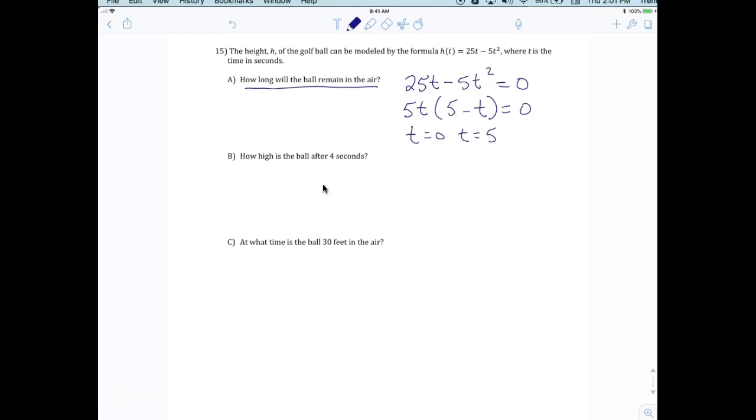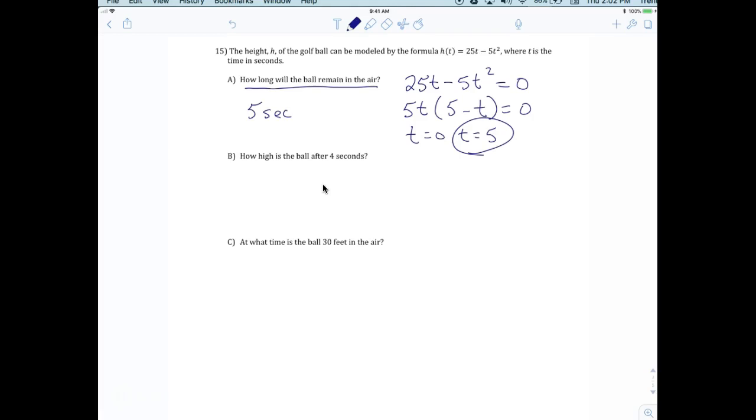At 0 seconds, you were on the ground. And then you hit the ball, and it took 5 seconds for the ball to hit the ground. Exactly. So how long is the ball in the air? 5 seconds. At t equals 0, that's called the initial position.